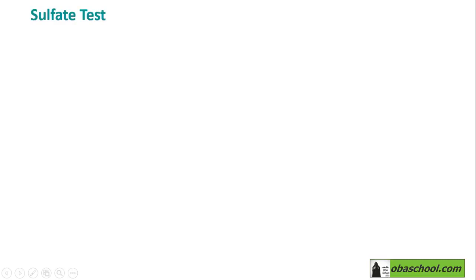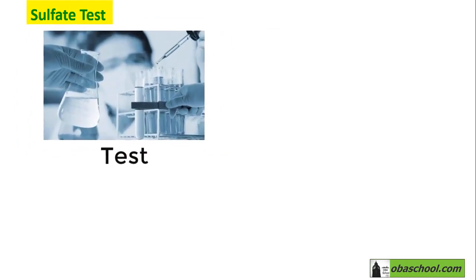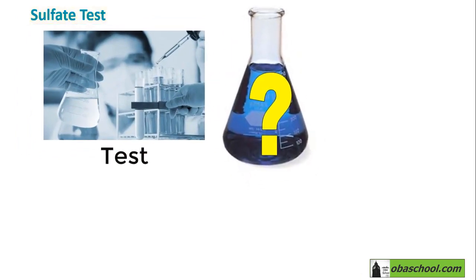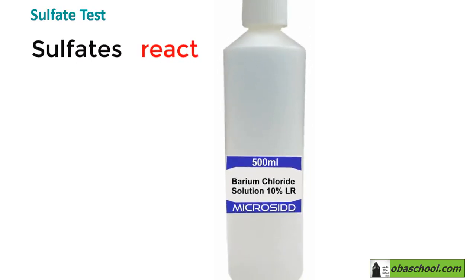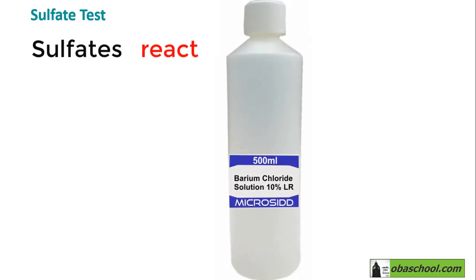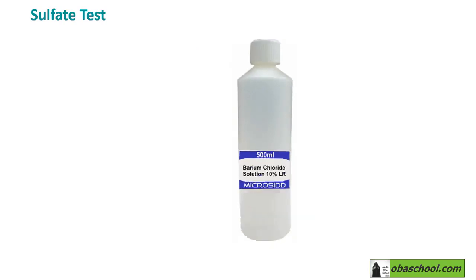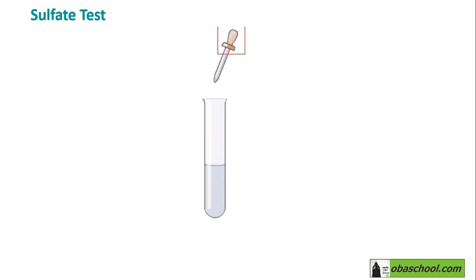Now we are going to examine sulfates. There is a test in order to identify sulfates in certain solutions. Sulfates react with barium chloride or barium nitrate in order to form a precipitate. Let's examine together here an animation to test for a sulfate.